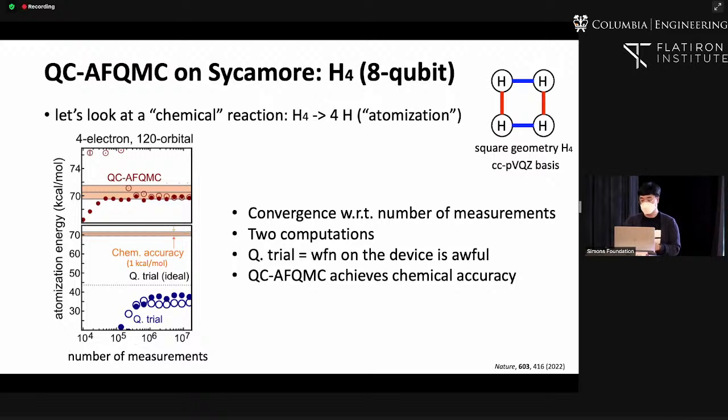But once you combine this within this QC of QMC, we're going to use this trial wave function to improve the AFQMC calculation, then both runs actually achieve chemical accuracy with the number of measurements above 1 million. So this is a remarkable result.